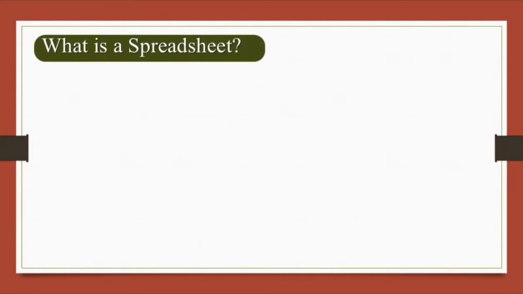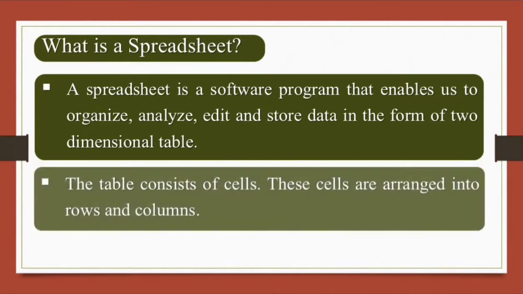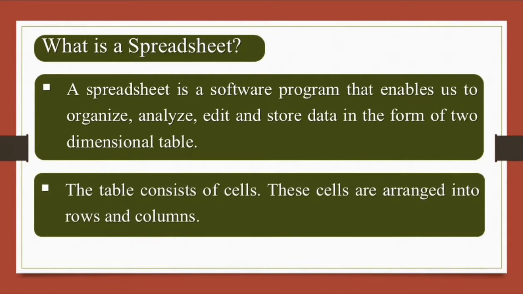What is a spreadsheet? A spreadsheet is a software program that enables us to organize, analyze, edit, and store data in the form of a two-dimensional table. The table consists of cells. These cells are arranged into rows and columns.